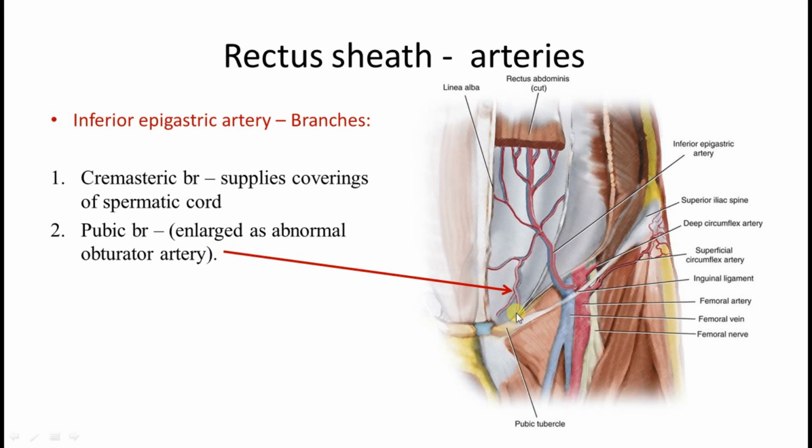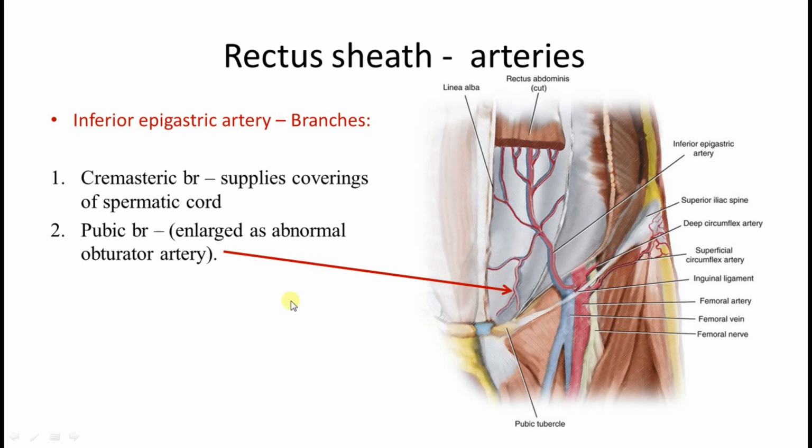So this should be taken care of while you are reducing the femoral hernia and incising the inguinal ligament. It will be related very intimately to the lacunar ligament. Mainly the expansion of the inguinal ligament is the lacunar ligament. So incise the lacunar ligament if you are going to repair a strangulated hernia. You have to push back the contents. At that time, you should take care whether this pubic branch is enlarged and present as an abnormal obturator artery. You should secure this branch so that you don't rupture this artery.